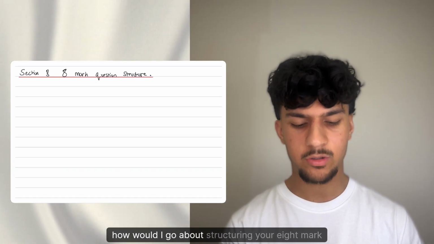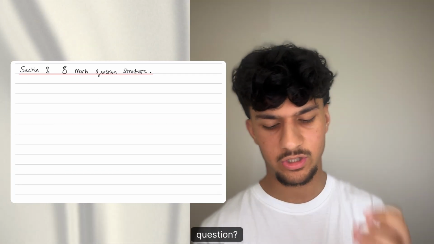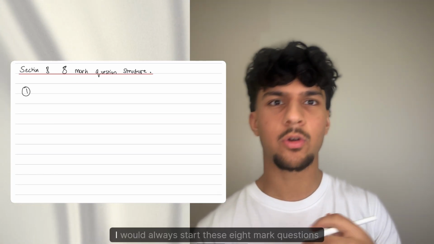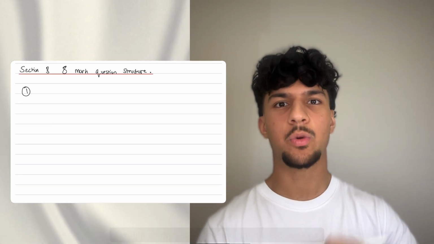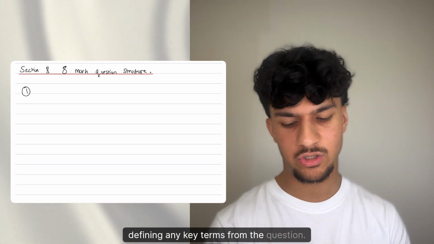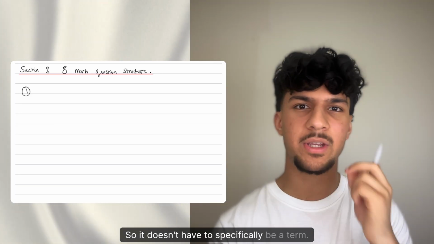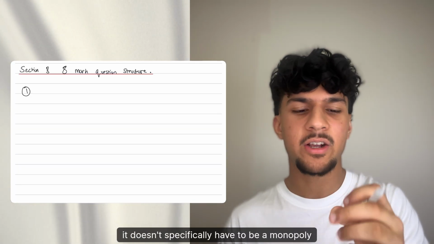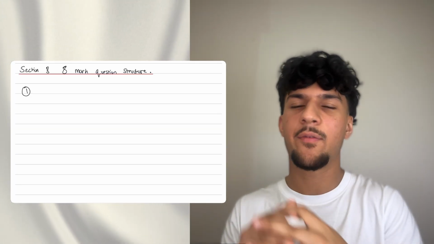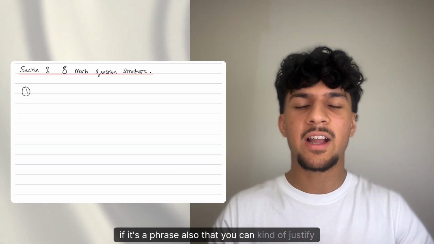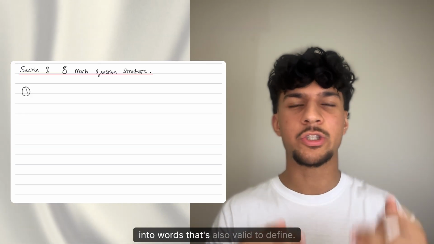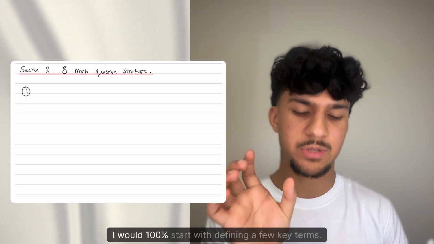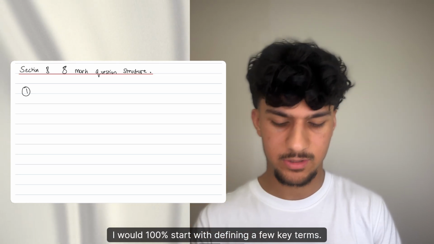How would I go about structuring your 8-mark question? So first things first, I would always start these 8-mark questions with defining any key terms from the question. It doesn't have to specifically be a term. For example, it doesn't specifically have to be a monopoly, because a monopoly has a solid definition. If it's a phrase that you can justify into words, that's also valid to define. But yeah, I would 100% start with defining a few key terms.